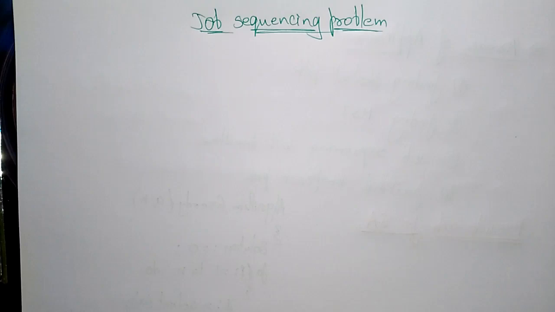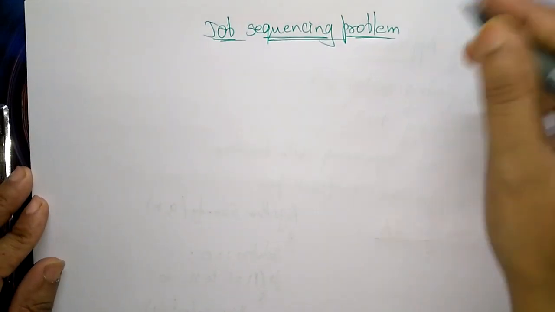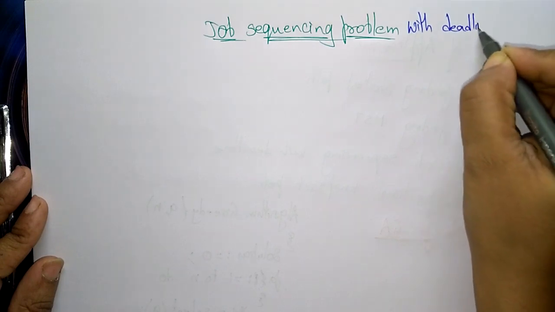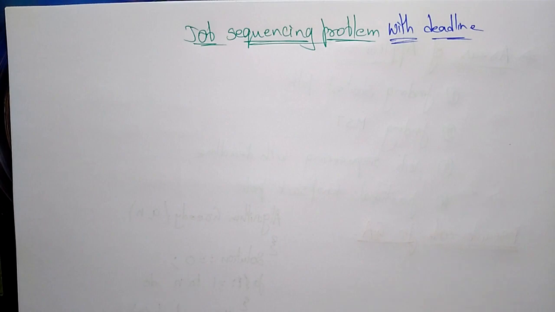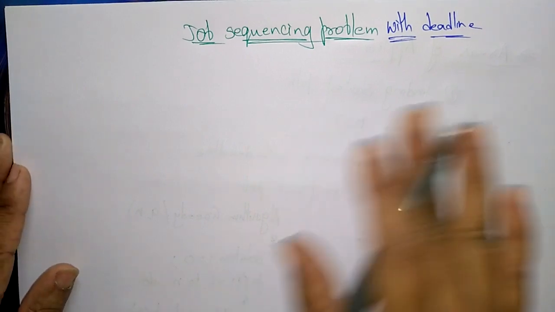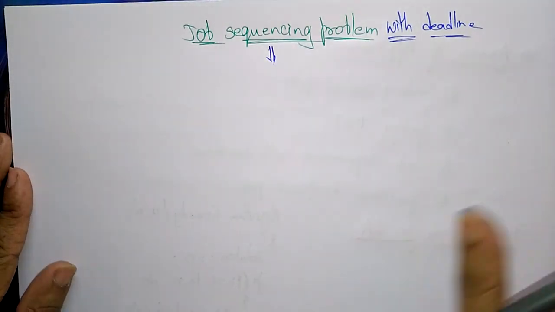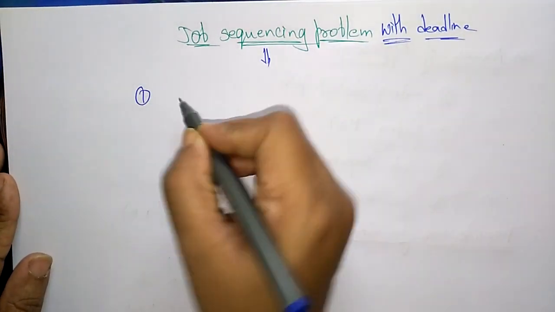Students, coming to the first application of the greedy method, that is the job sequencing problem with deadline. Based on the deadlines, we are finding the job sequencing. Before going to know about this job sequencing problem with deadline, we have to follow some points.